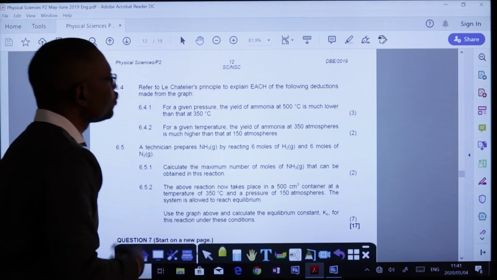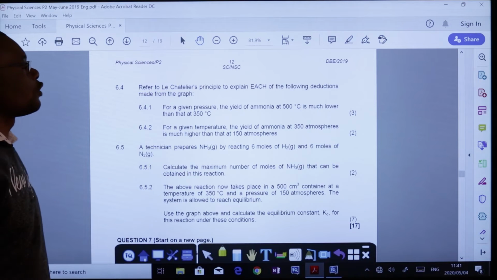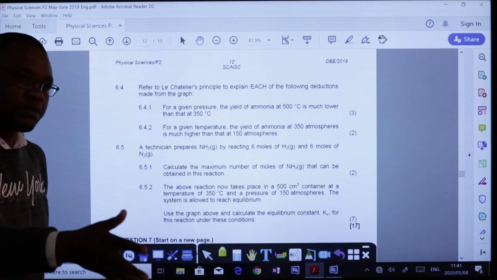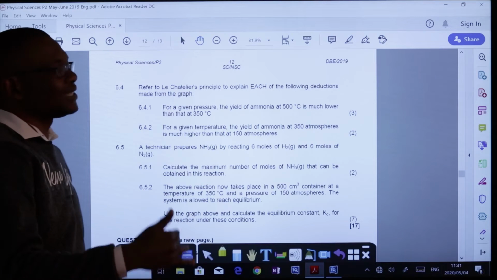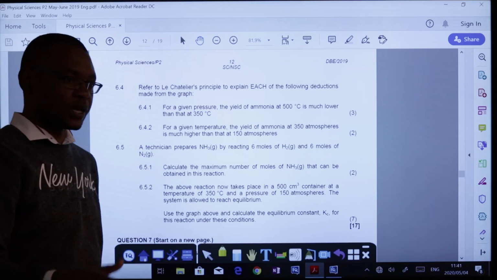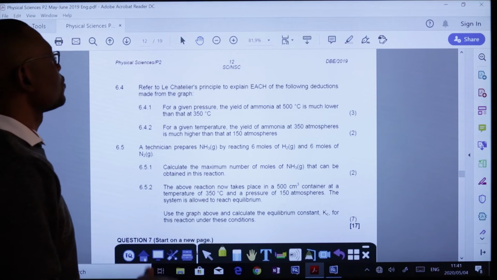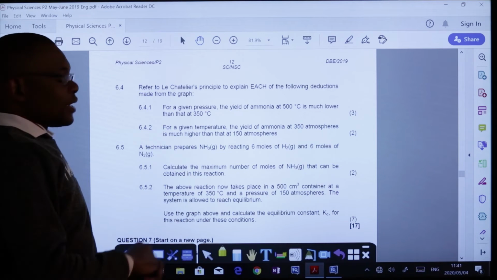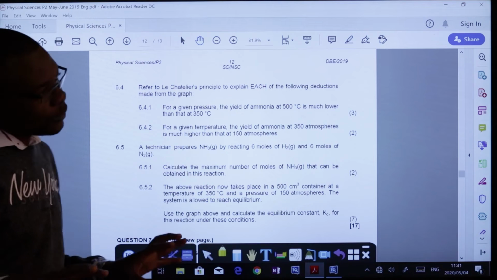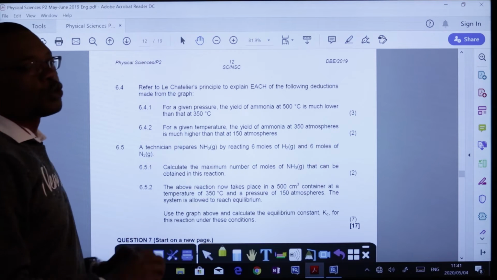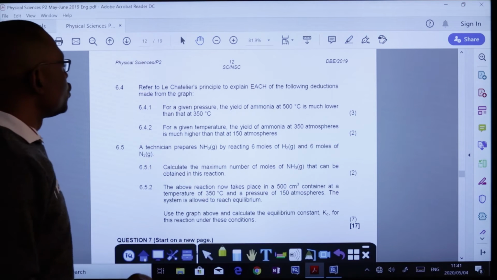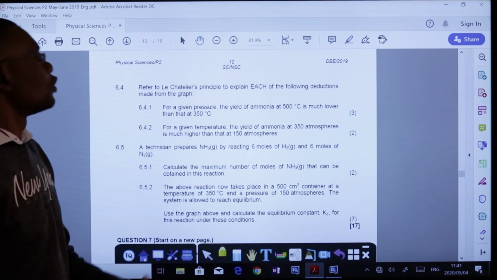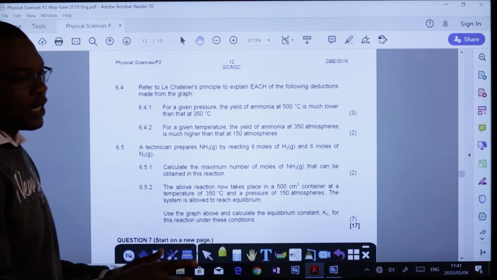And then the next part is very interesting. They are saying, refer to Le Chatelier's principle to explain each of the following deductions made from the graph. So the million-dollar question is, what does Le Chatelier's principle say? To remind you, boys and girls, Le Chatelier's principle says that a reaction at equilibrium will respond to counter the change of the conditions under which the reaction is taking place.